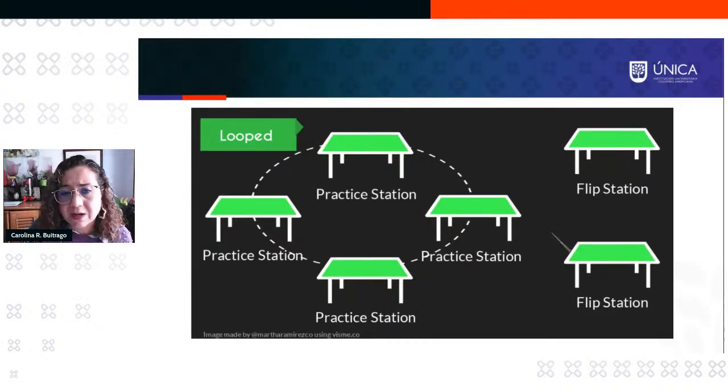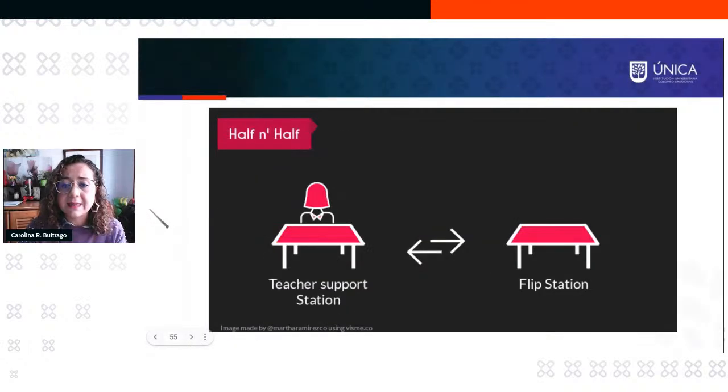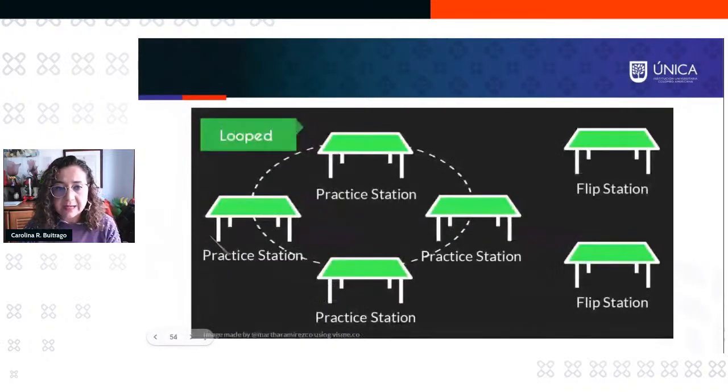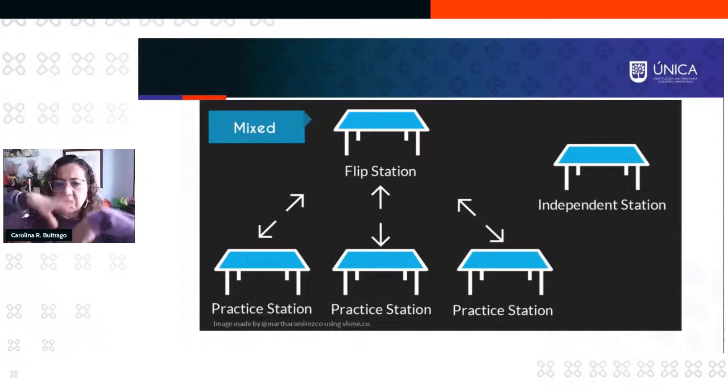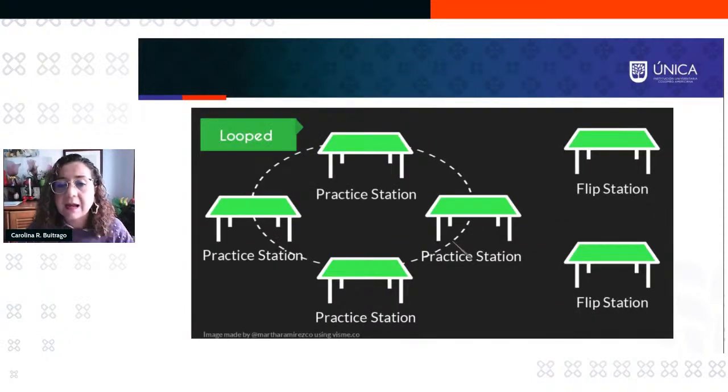Then we have the looped configuration. In the loop configuration, the flip stations are outside, okay? And students go around the loop, but they have to complete the loop, yeah? If you see here in the mixed, students go from one to the other. It's pretty free, this one. But here, you have to go through all the loop together. However, you can start at any point in the loop.